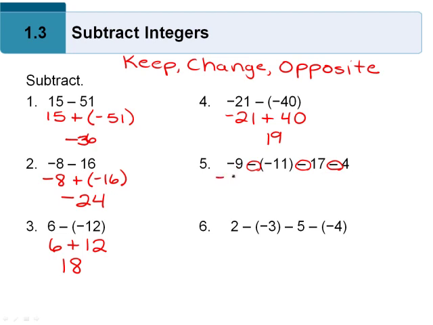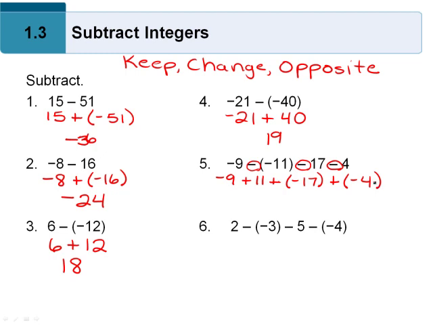We're going to keep negative 9, change it to addition, and the opposite of negative 11 becomes 11. Now the 11 there is part of the keep for the next subtraction sign. So we keep the 11, change the subtraction to addition, and then the opposite of 17 becomes negative 17. That's now the keep part. Change the subtraction to addition, and take the opposite of 4, which becomes negative 4.